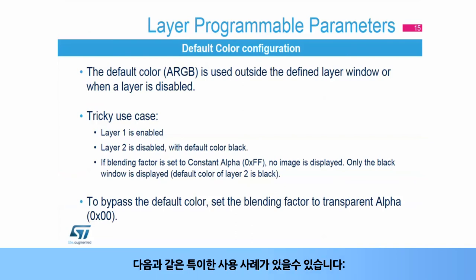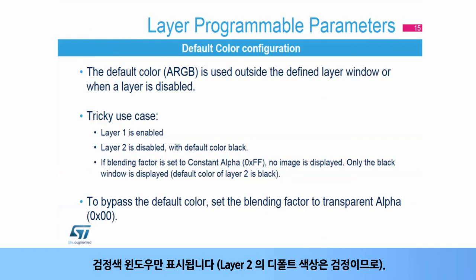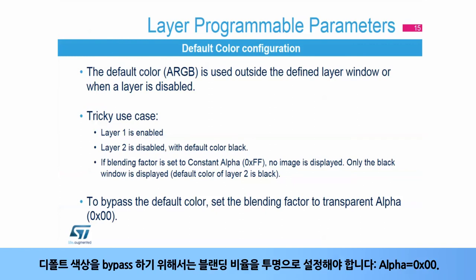Here is a tricky use case. Layer 1 is enabled. Layer 2 is disabled, with default color set to black. If the blending factor is set to constant alpha equals 0xFF, no image is displayed. Only the black window is displayed. The default color of layer 2 is black. To bypass the default color, set the blending factor to transparent, alpha equals 0x00.